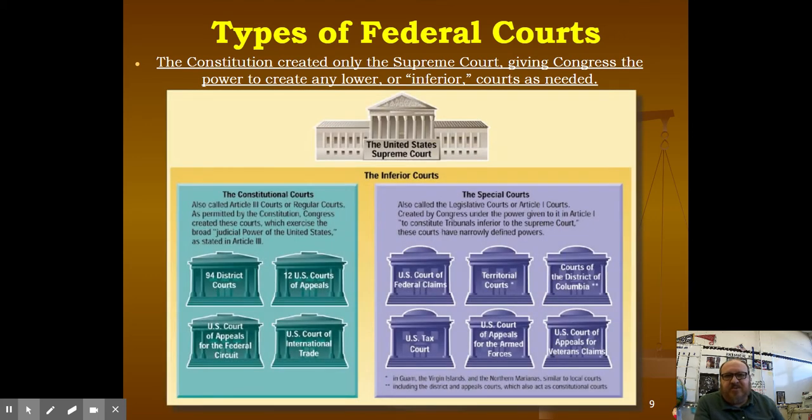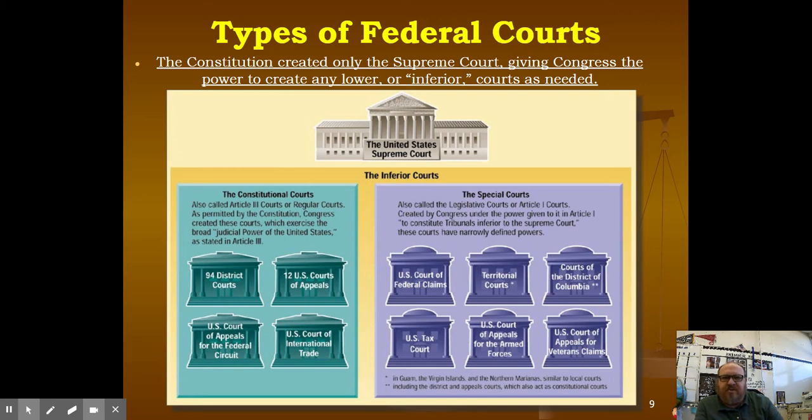So here's an image of the structure. Okay, so we have the Supreme Court up there at the top. Then we have the inferior courts. We have the constitutional courts. There are 94 district courts across the United States. So 94 federal courthouses across the United States. There are 12 U.S. courts of appeals. Okay, so that means if in one of the 94 district courts you didn't like your ruling there, felt that there was a problem with it, you can go to the appeals court. You can appeal to have the case looked at again.